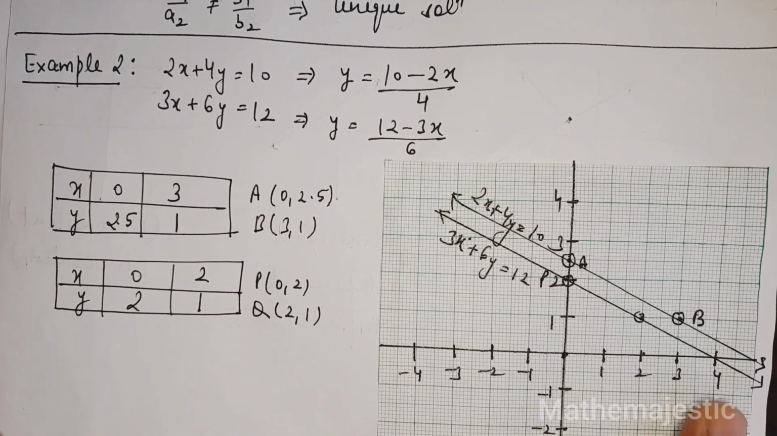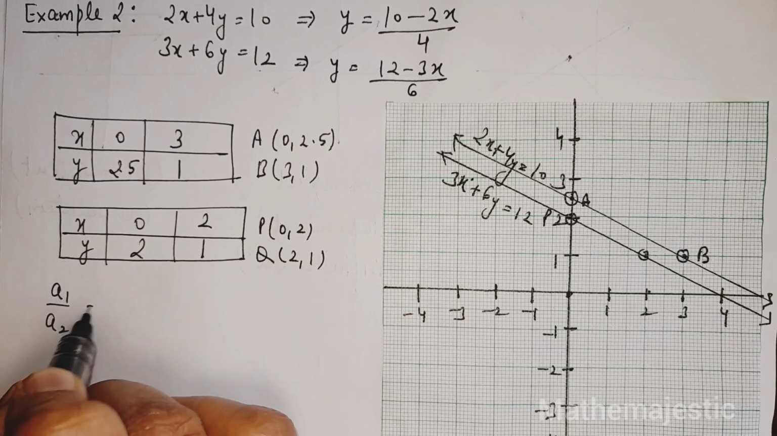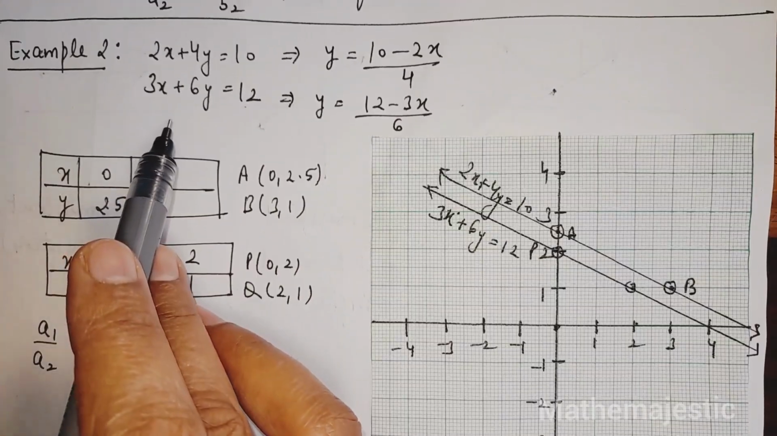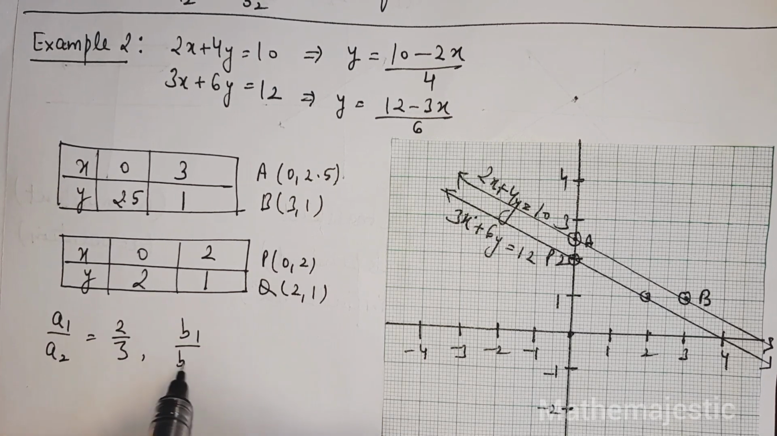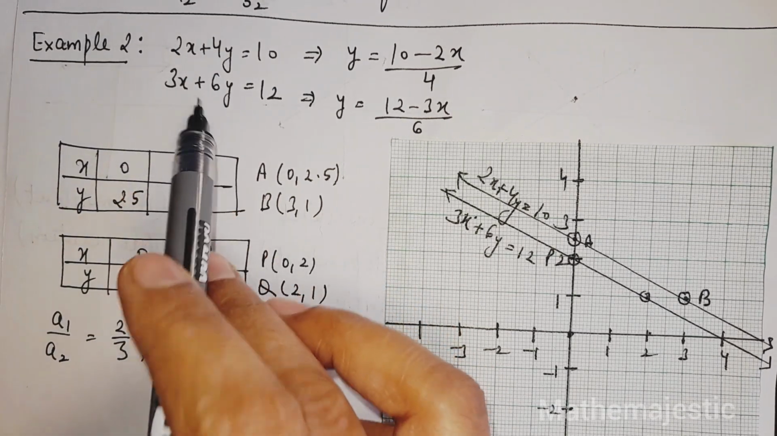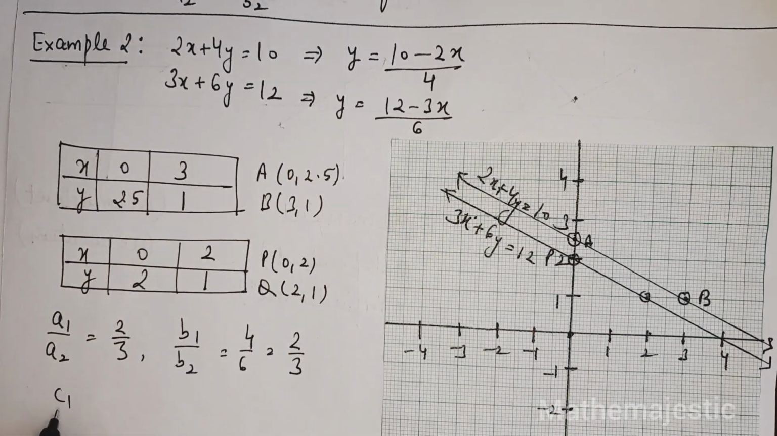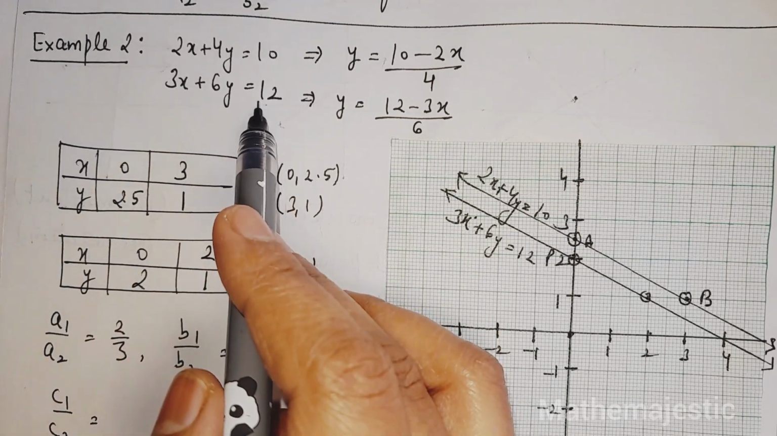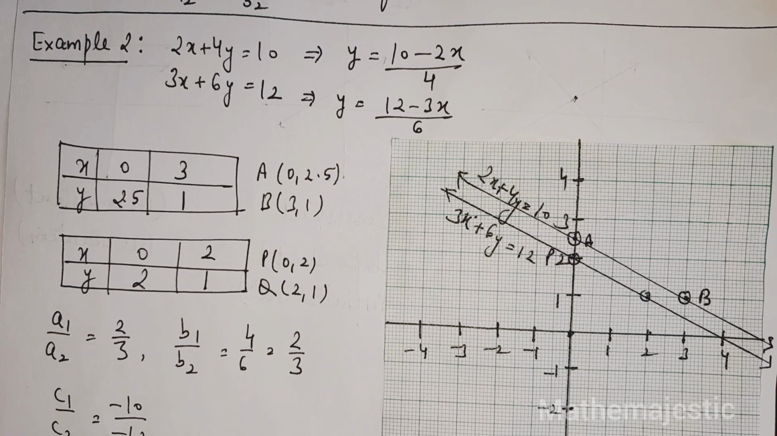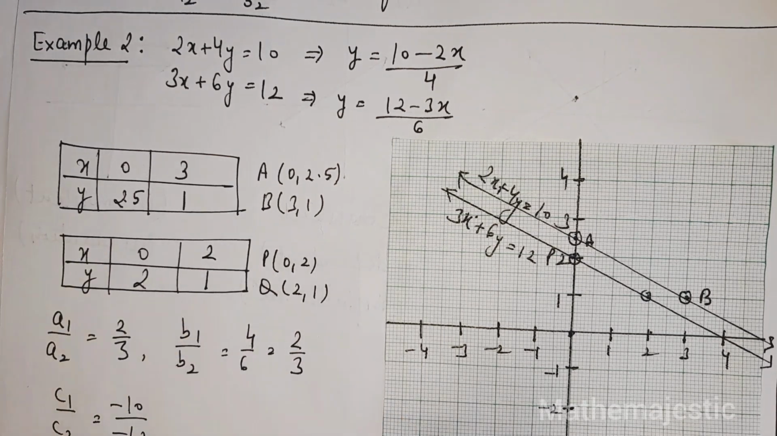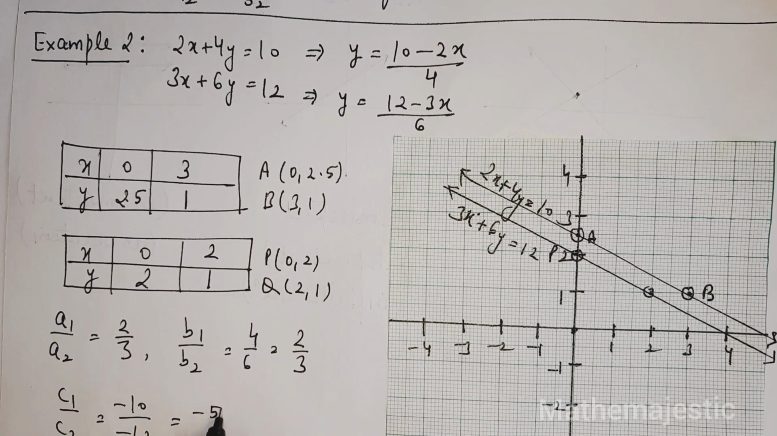Now we will verify it by the shortcut method also. Let's take the ratios. a1 by a2, a1 is 2 and a2 is 3, so 2 by 3. b1 by b2, b1 is 4, b2 is 6, so 4 by 6, that is again 2 by 3. And c1 by c2 is minus 10 by minus 12, because all the values need to be shifted to the left in the standard form. So the ratio will be minus 5 by 6.